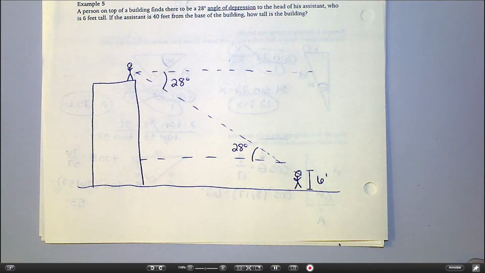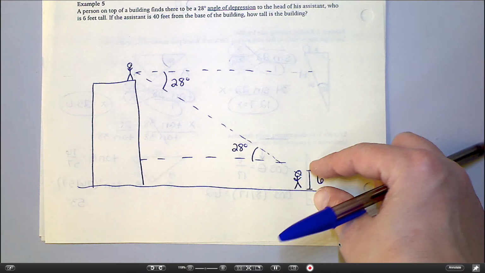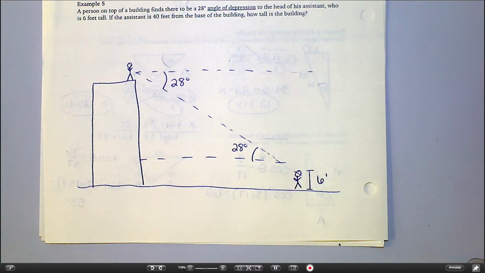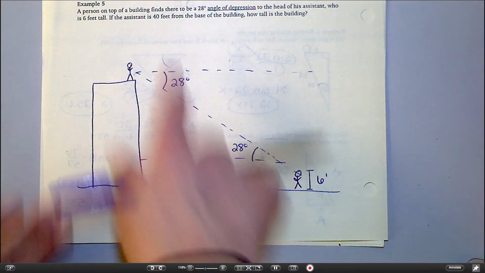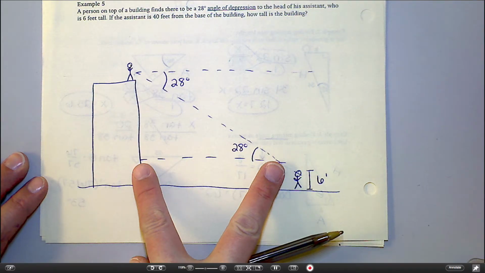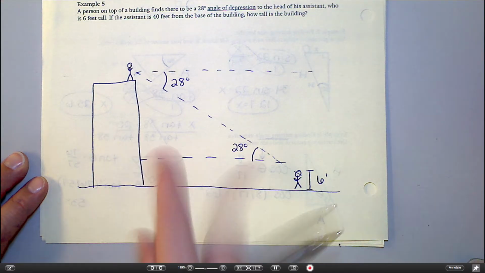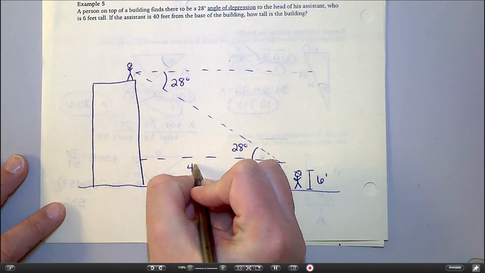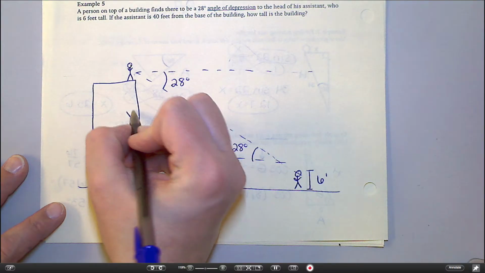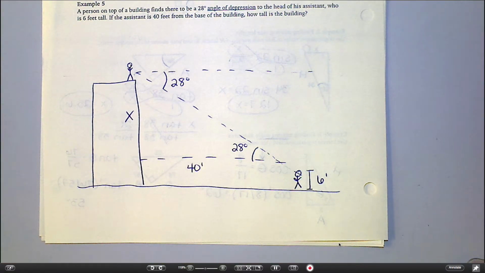Now, why didn't I make this go all the way down to the ground? Looking at the top of his head, right? And so we're going to have to deal with this 6 feet tall in just a second. But are you okay with the placement of the 28 degrees there? Good. The assistant is 40 feet from the base of the building, so this distance is 40 feet. And I am guessing we want to know how tall the building is. So we've got our triangle there.